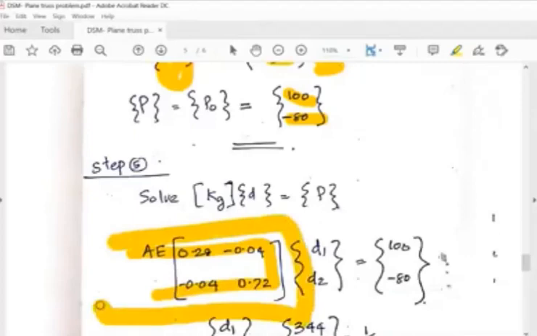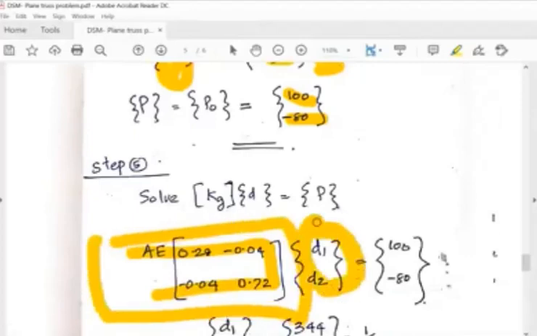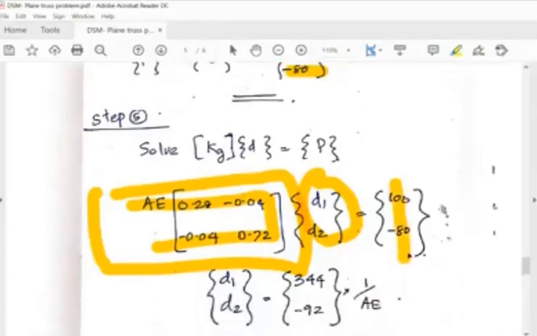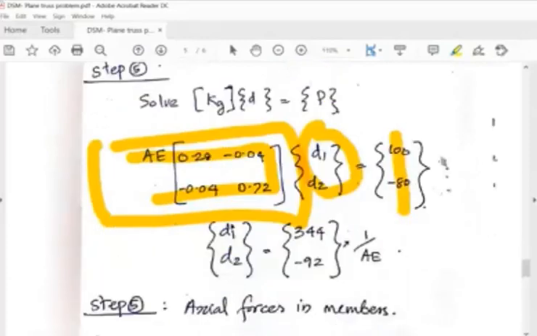You know the matrix of KG. Then D is also known to you. Then KG into D is equal to P. P is 100 and minus 80. So D1 and D2 can be found by solving the equation. So this 1 by AE into 344 and 1 by AE into minus 92, D1 and D2. So there are two equations, I mean AX plus BY is equal to C, that format, and you can solve using a calculator, and you will get D1 and D2.